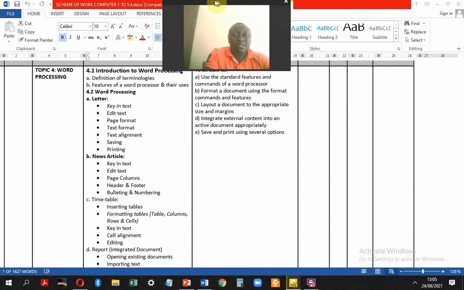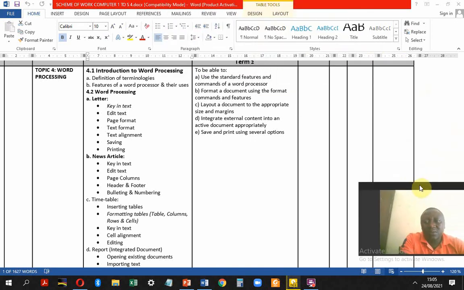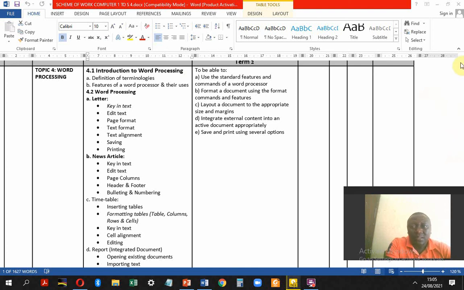Okay, so the word processor. Sorry, I'm trying to remove this and have it down here so that we are not intercepted. Now, we'll look at the features. When you look at a letter, as a practical, we will type a letter: how to enter the data, how to edit, page format, alignment, saving and printing. Then we shall look at, on the practical side, the newsletter or news article: how to type, edit, do the columns, the headers and footers, and the bullets.